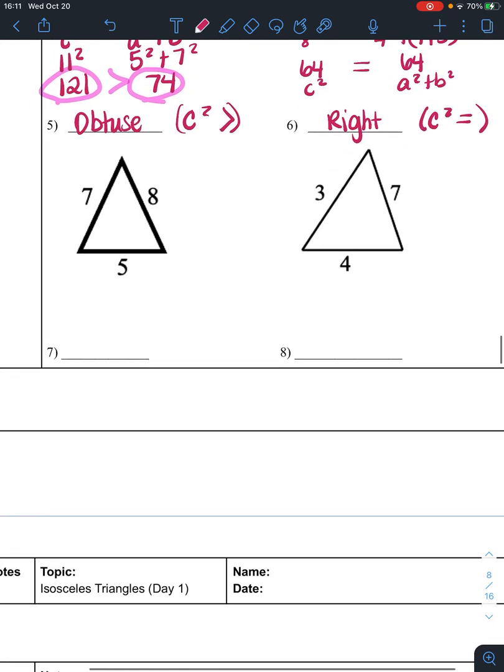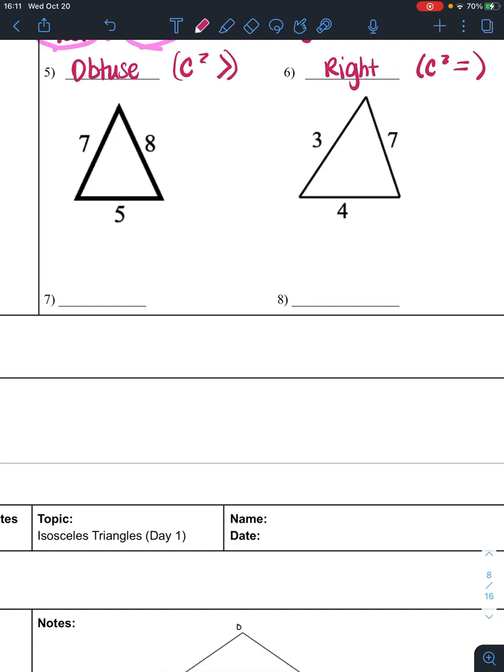Okay. So number 7. On number 7, we need to test it and make sure it's a triangle. My two short sides are 5 and 7, which is greater than 8. So yes, it's a triangle. So that means I can determine what kind of triangle it is. See, y'all, if it isn't a triangle, then it can't be a right triangle. If it isn't a triangle, it can't be obtuse, or it can't be acute. It can't be some kind of specific triangle if it's not a triangle at all.